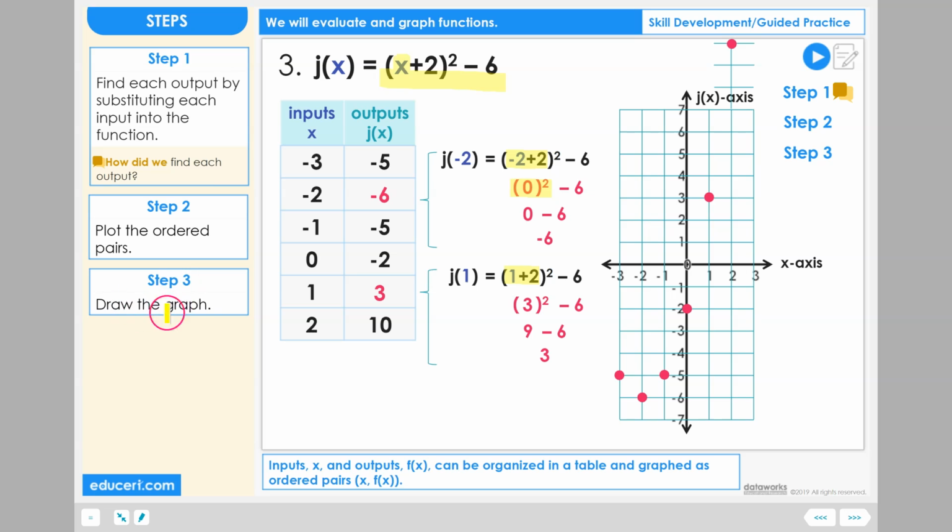Step 3. Draw the graph. Start from any one of these solutions and draw the line, or curve in this case, that crosses through all of these ordered pairs.